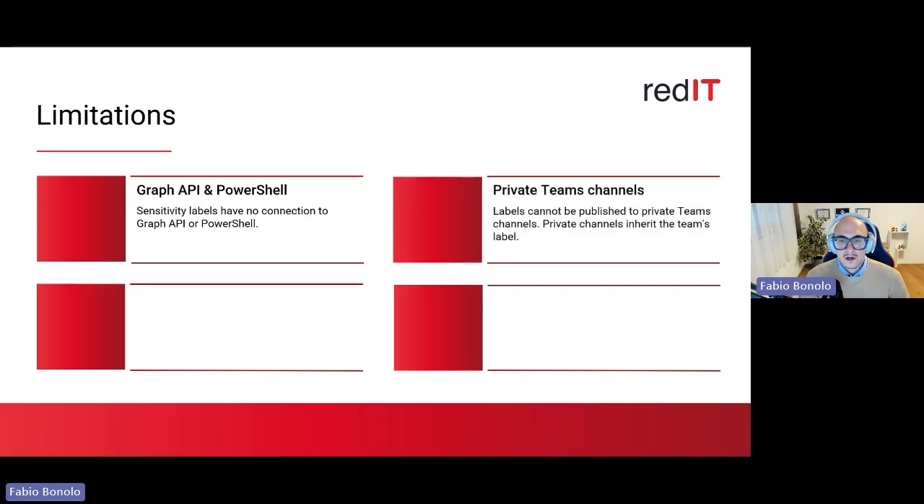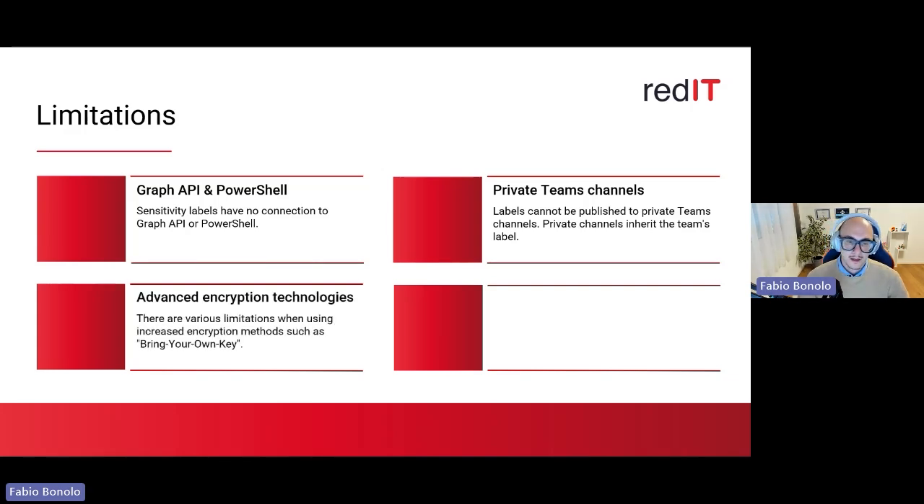Then the second one is the private Teams channels. So we looked into the group labels that can be scoped into a Microsoft Teams team, but these labels apply only for open channels. The private Teams channels inherit the Teams team label. So you cannot set a different label on the private channel as you have in the standard channel. This is a very important limitation.